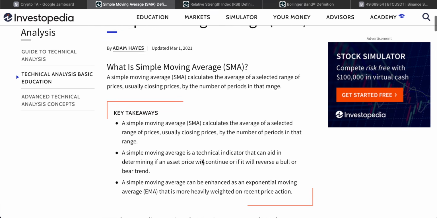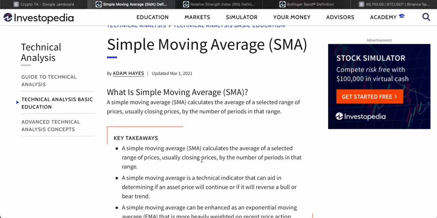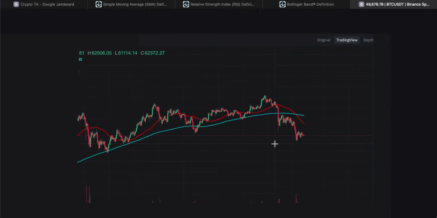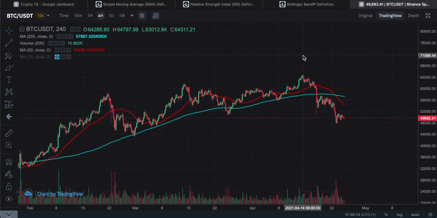Next up, I just want to highlight what the moving average, or the simple moving average, is that I've talked about a lot, and I talked about just here with the 200-day and the 50-day moving average. So what exactly does that mean?